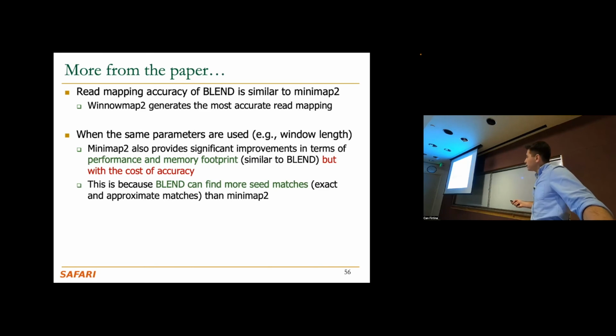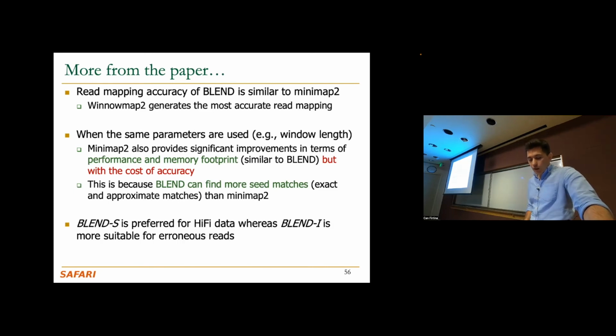And what we see is that Minimap2 provides significant, again, improvements in terms of performance and the memory usage when we do that, but with the cost of accuracy. This is because it can only find exact matching seeds, where we provide higher sensitivity to the table. Another observation is that Blend S is preferred for hi-fi data, and Blend I is more suitable for erroneous reads.